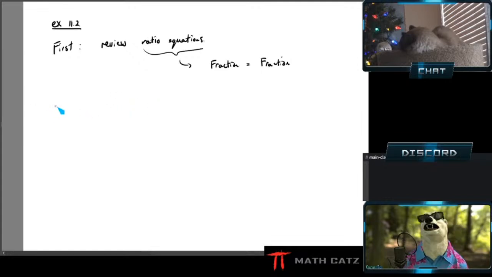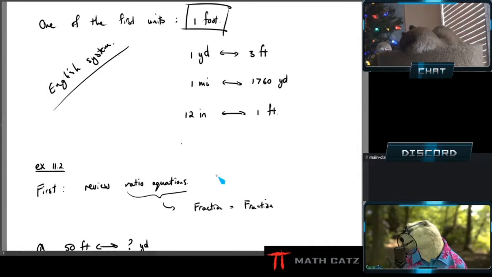Now, let's look at number one. Yeah, I've got some lag and I don't know why. That's my excuse for any messy writing, of course. Let's look at question number one. I want to know 50 feet will correspond to how many yards? Now, it can be a very simple one where you can say, well, of course, I'm just going to do this, this, and this, looking at my table up here.